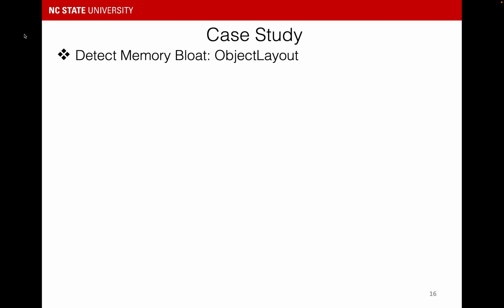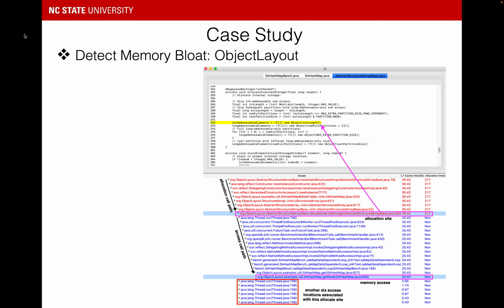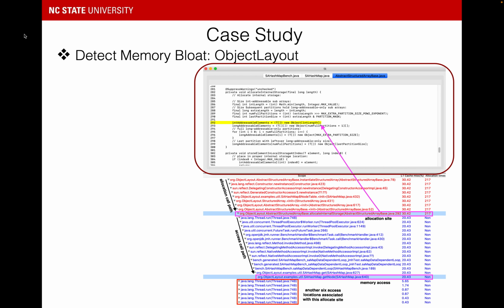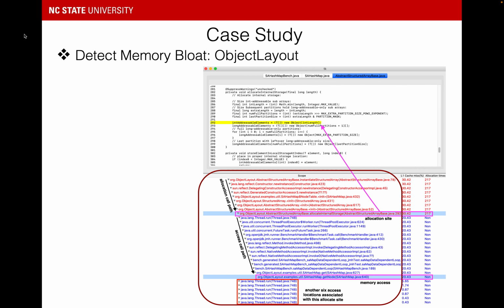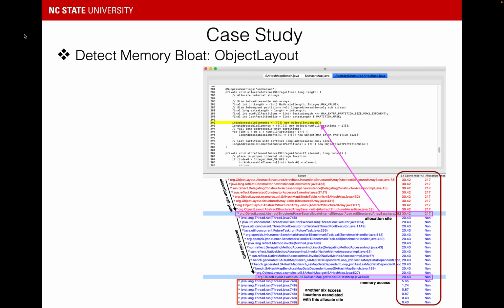Here is a Java application named ObjectLayout. I'm going to use this application to show how to use DJXPerf to detect memory bloat issues and optimize them. This figure shows a snapshot of DJXPerf's GUI for intuitive analysis. The top pane of the GUI shows the Java source code. The bottom left pane shows the object allocation in red and the access in blue in their full call paths. And the bottom right pane shows two metrics, L1 cache misses and object allocation times.